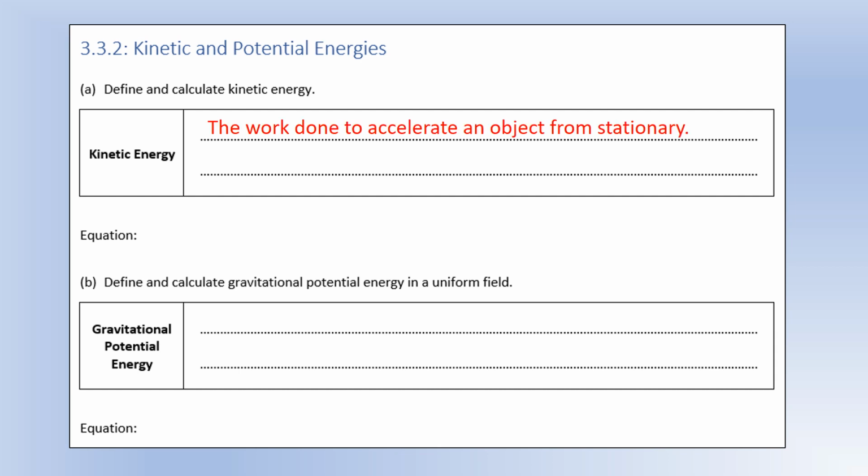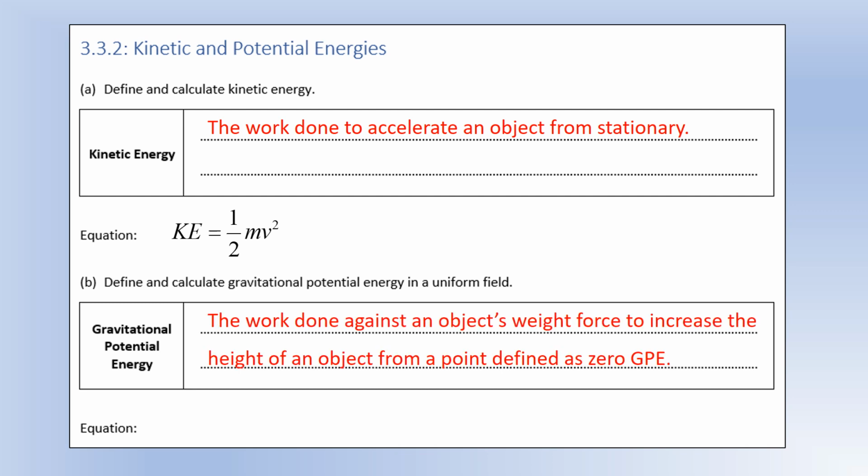Okay, so kinetic energy is the work you have to do to accelerate an object from stationary, and you should be familiar with the equation half mv squared. Gravitational potential energy is the work you do against an object's weight force to increase the height of an object from a point that you've defined as 0 GP. And in mechanics, we usually use ground level as 0 GP, but we don't have to. And again, the equation should be familiar, mgh.